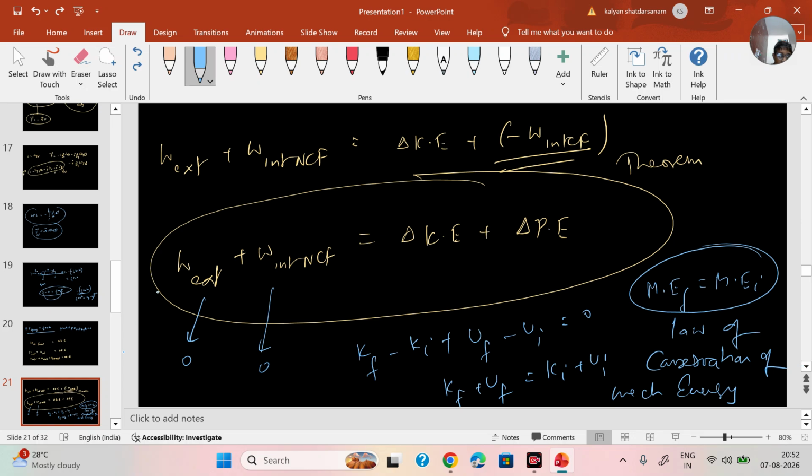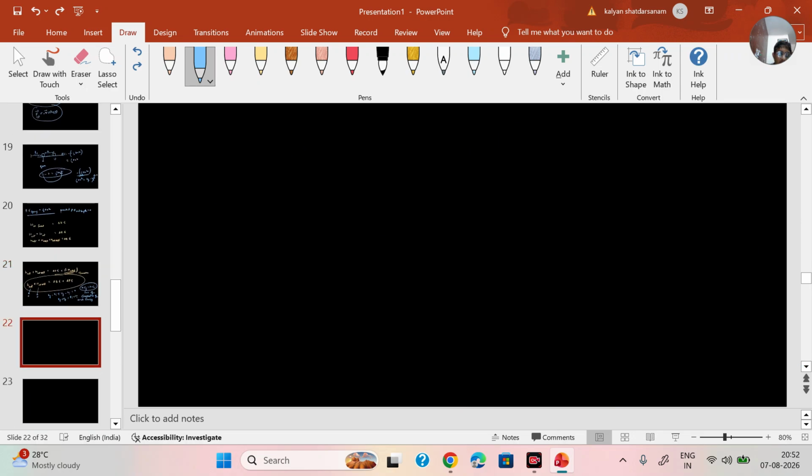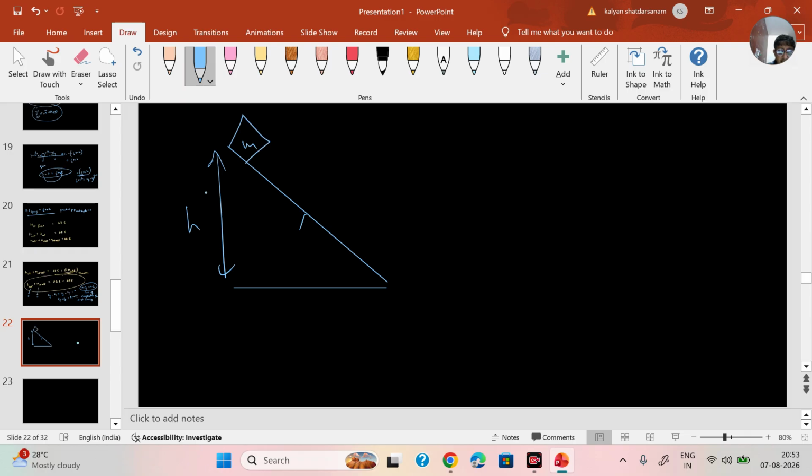Okay. Now, how can we use this theorem to do problems? Let us see what problems we did. If you remember, one problem we did where the incline was half smooth. The block was released from height h. This part was smooth and this part was rough, and the block exactly came to rest at the bottom of the incline. Inclination is theta. We asked the coefficient of friction. We did it with the work energy theorem. Now I will do it with this special theorem.